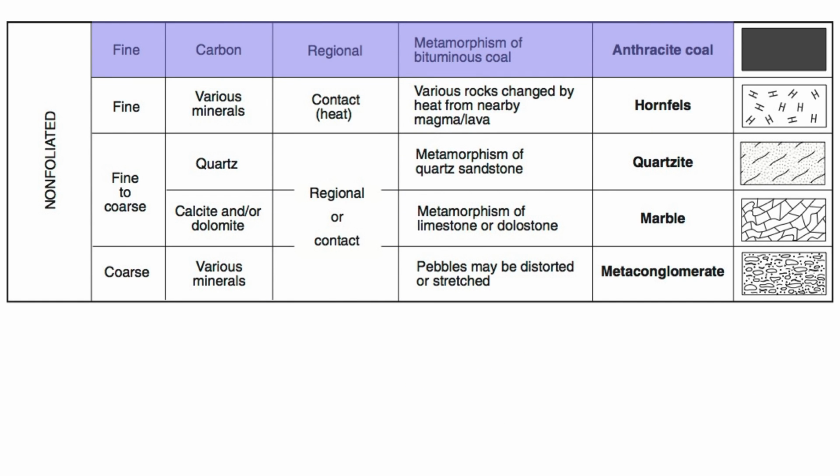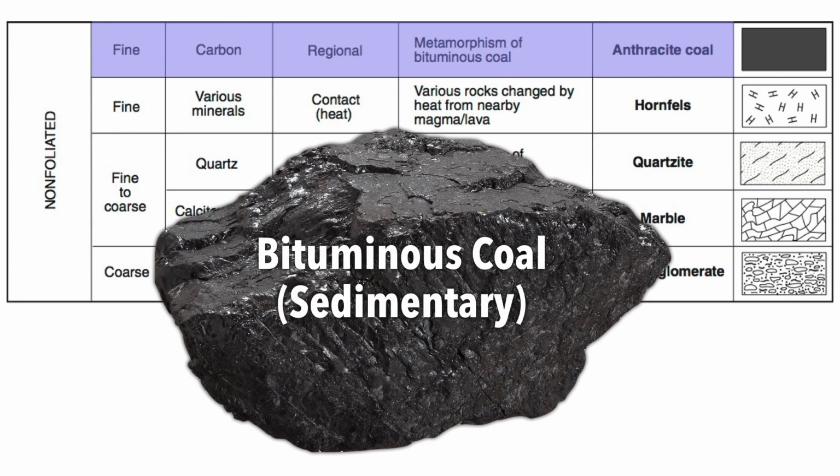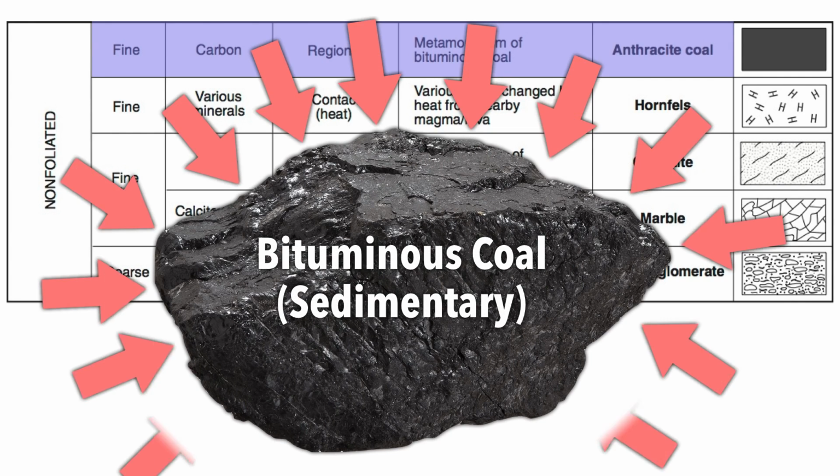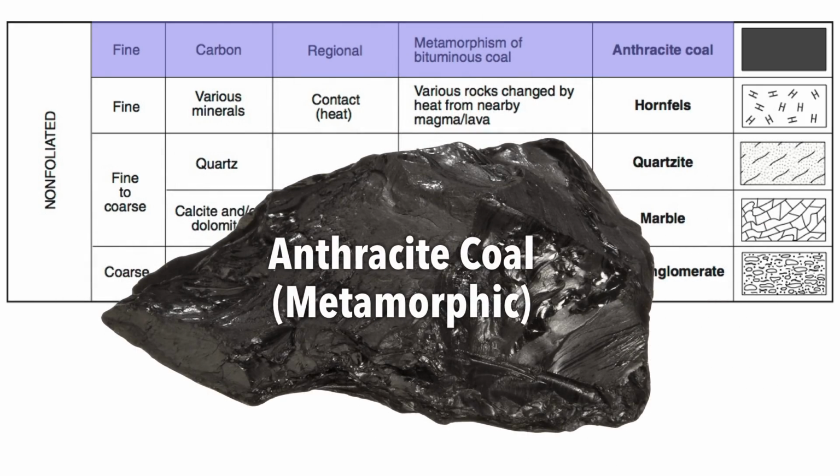Now, if you recall, there was a sedimentary rock known as bituminous coal. Well, if you take bituminous coal and you had intense pressure, it will metamorphose into a new rock that looks similar, but is much more dense. And this is called anthracite coal, and it is a metamorphic rock.